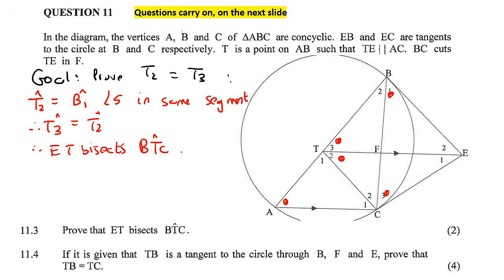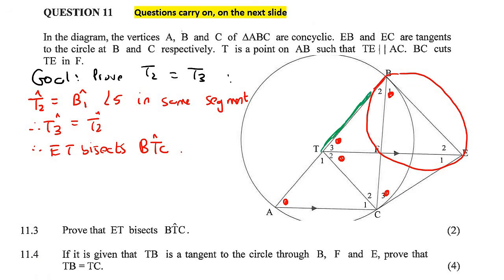Next one. If it is given that TB is a tangent to a circle through BFE. Okay, so TB is a tangent to the circle through BFE. Okay, so we've got to go make a nice triangle through BFE now. Okay, so something like that. Okay, so what do they want? If it is given that TB... Oh, they're saying TB is a tangent. Okay. So TB is a tangent. Hashtag tan chord. Just saying.